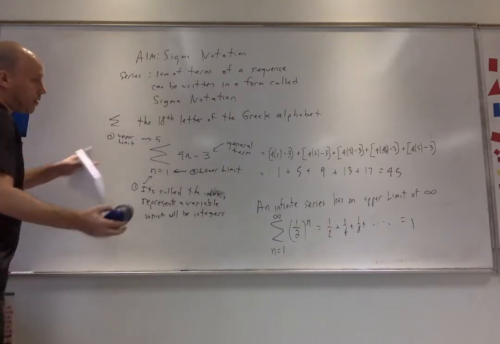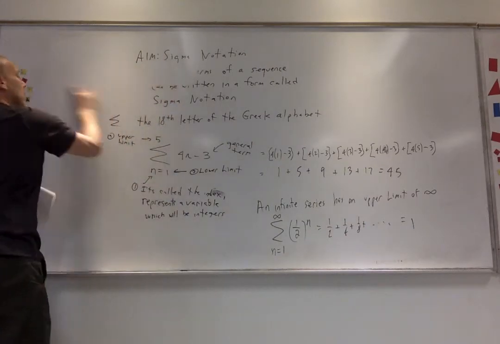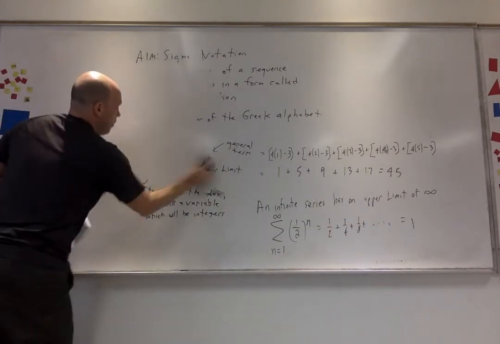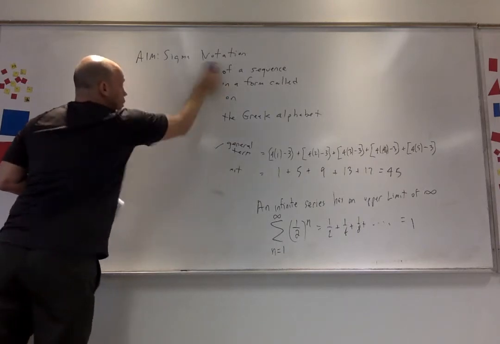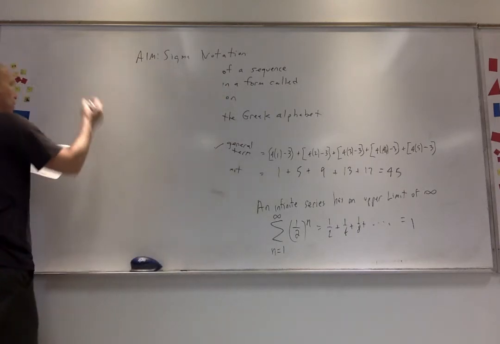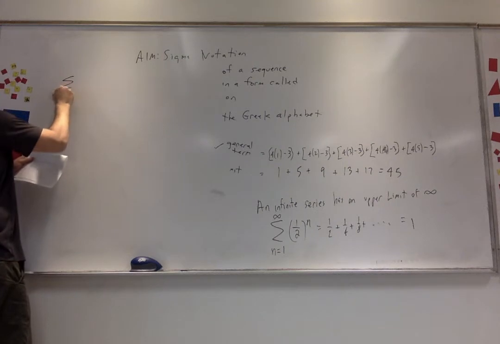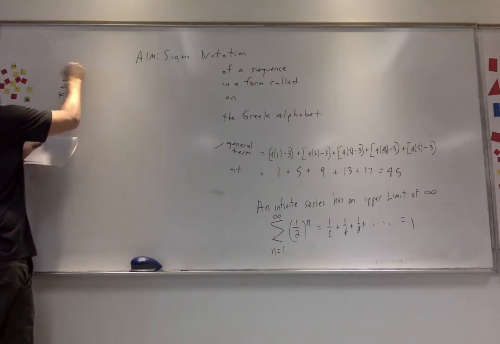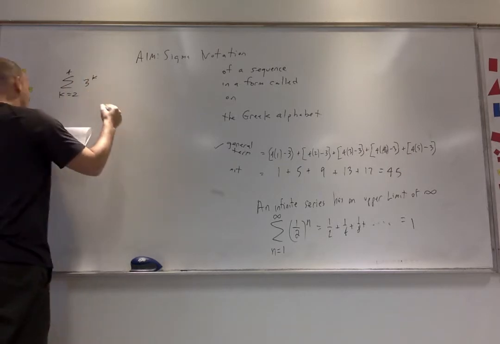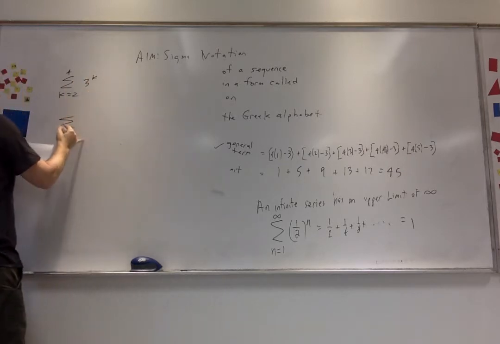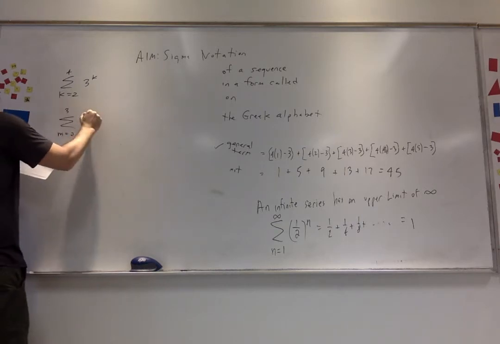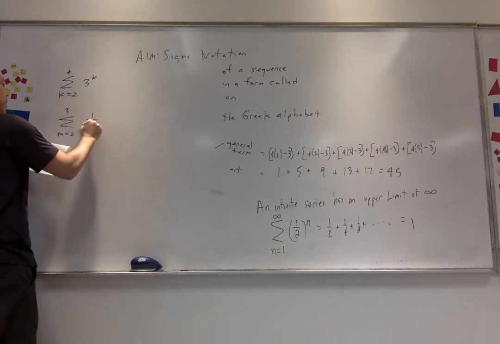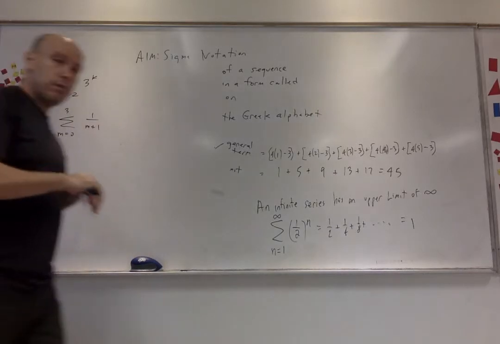So let's see, I'm going to erase this. And so here are two examples for you to do, just to write it out. Here's the first one: the sum from k equals 2 to 4 of 3 to the k. And try the sum from m equals 0 to 3 of 1 over m plus 1. So try these.